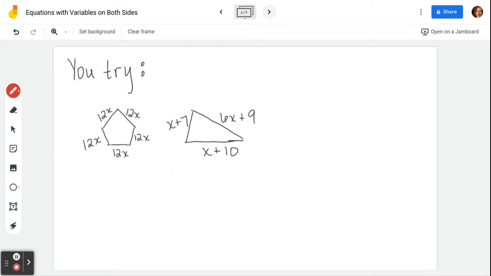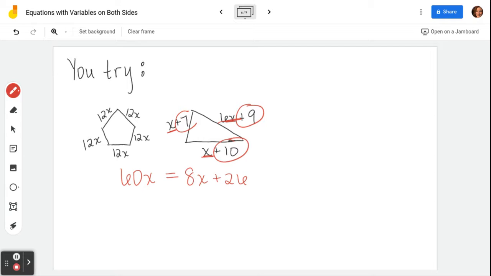Okay, so the first one is a pentagon. I have 5 sides, and they all equal 12x. 5 times 12 is 60. So that is the same thing as 60x. On my triangle, let's see x's. I have x, x, and 6x. That's 8 of them. And on my constants, I have 7, 9, and 10. That's a 26. I want these to be the same, so I'm going to put an equal sign in between.